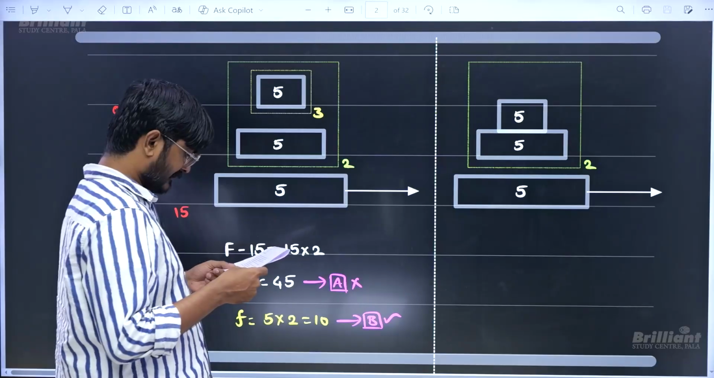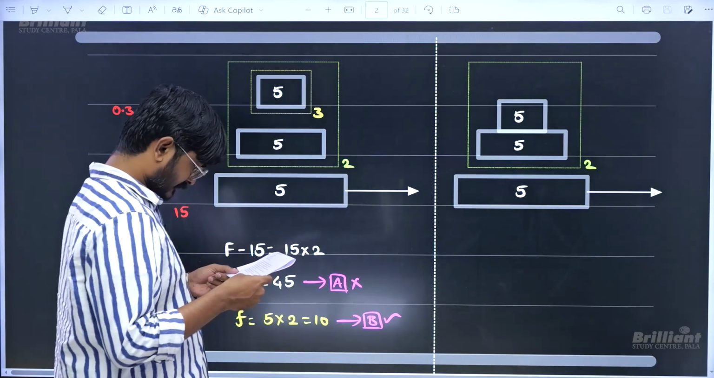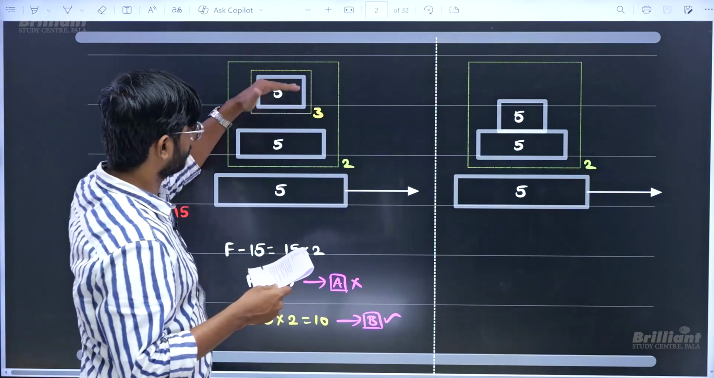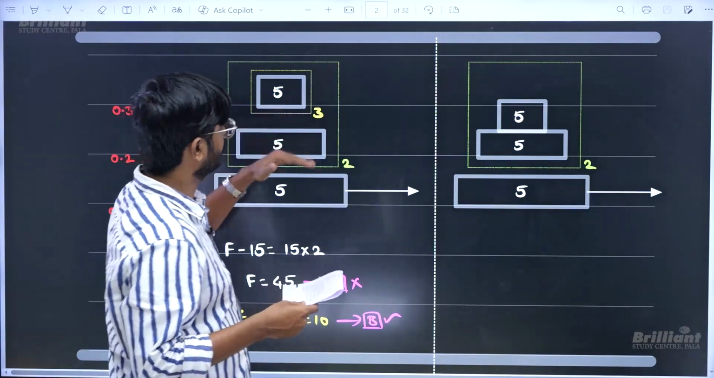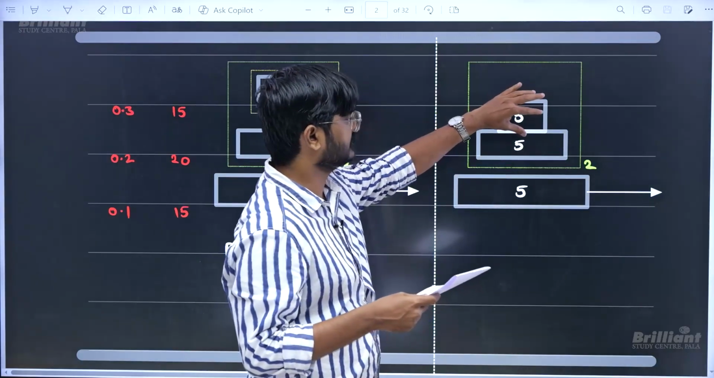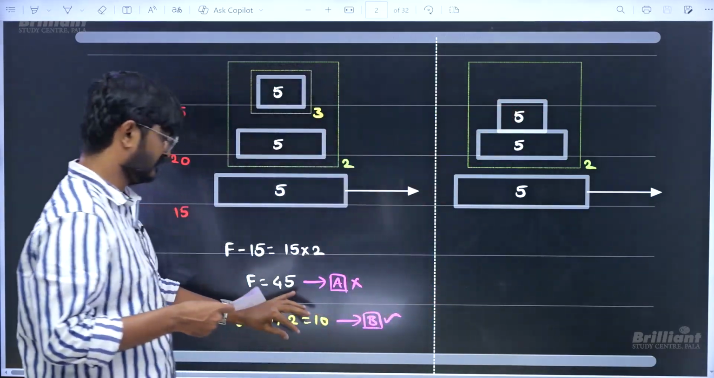Now in that case, if you want to find the maximum value of friction acting between R and P, you can draw the free body diagram of this. Its acceleration is 2, so the force on this will be 10, which will be provided by friction.